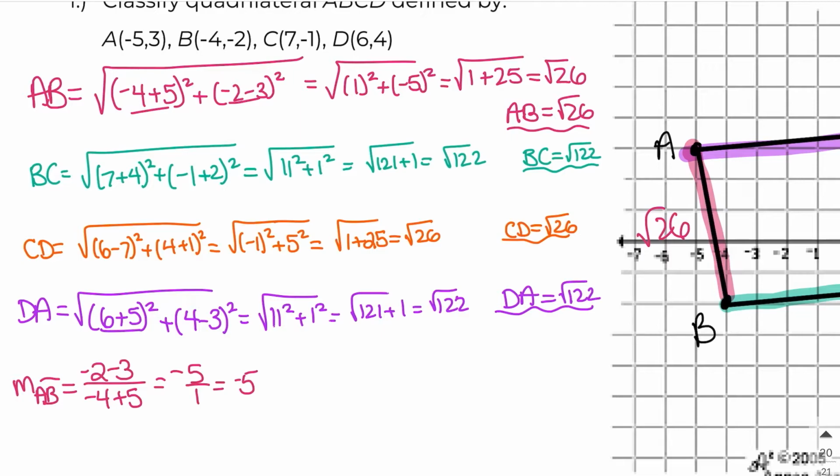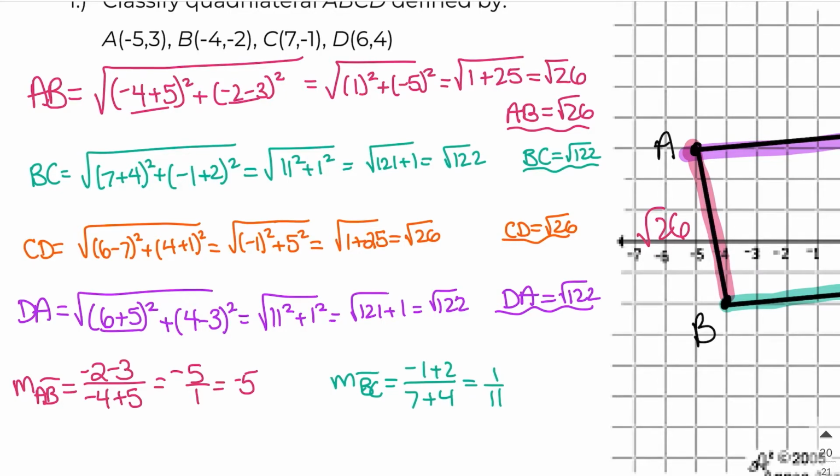Okay, then I'm going to find the slope of BC, and I'm going to do the same exact thing. I'm going to do negative 1 minus negative 2, which is negative 1 plus 2, over 7 minus negative 4, which is 7 plus 4. So here I get 1 over 11.